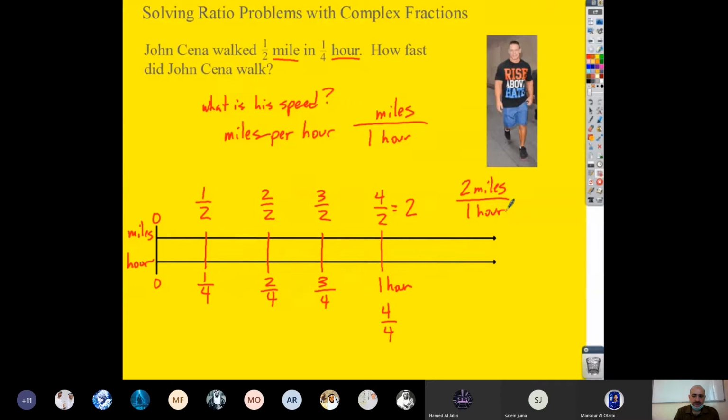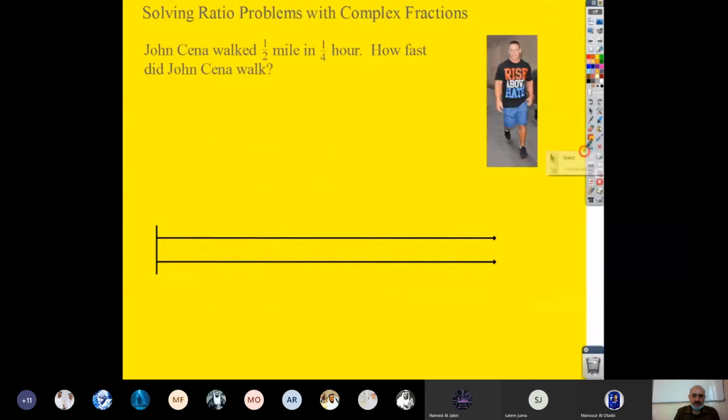Now, let's say I wanted to do this as a complex fraction, because a double number line is not the only way to do it.